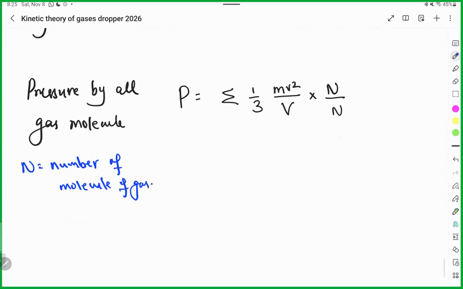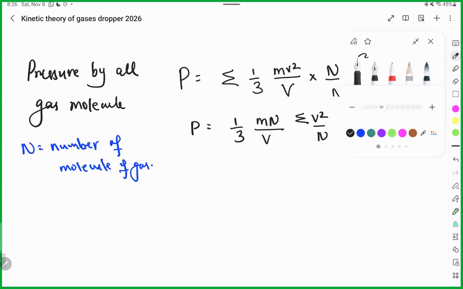So if you understood this part, then can you write it like this? Pressure is equal to 1/3 times m N divided by V, the volume, times the summation of velocity square by N. Correct? Tell me.